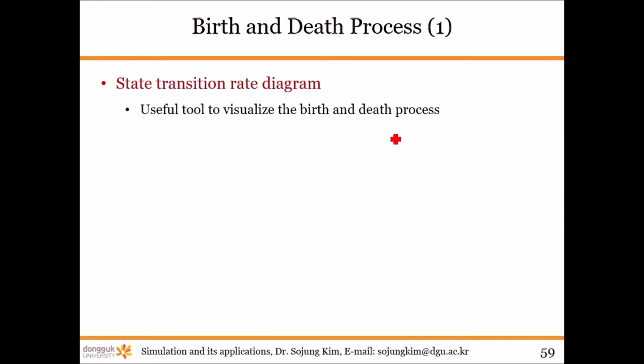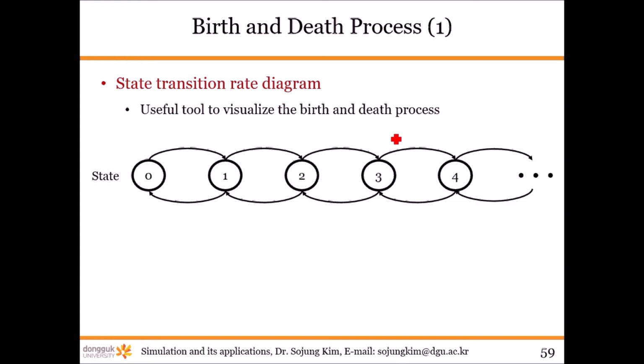Okay, and another concept, the birth and death process in queuing theory. Here's a state transition diagram. We use the state transition rate diagram a lot in queuing theory because it is very useful to visualize the birth and death process. So here's a state transition rate diagram, and all the numbers show you the state. State is the number of customers in the system.